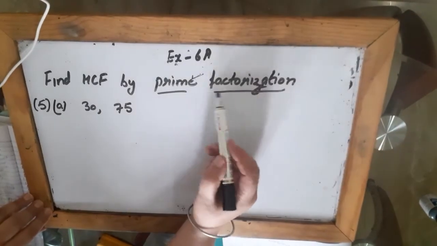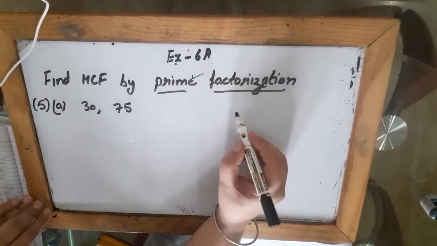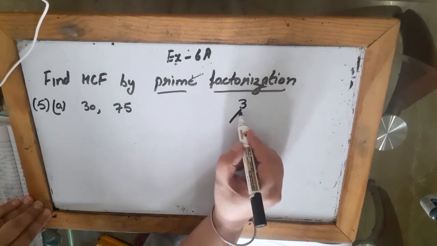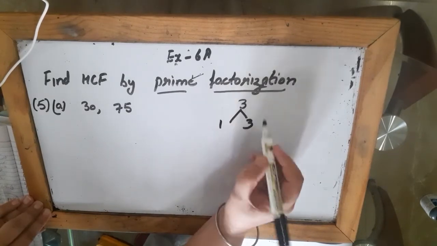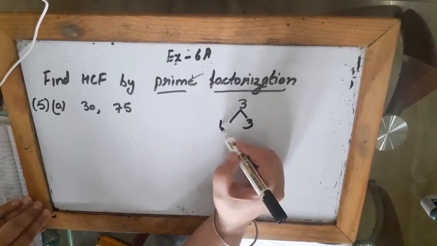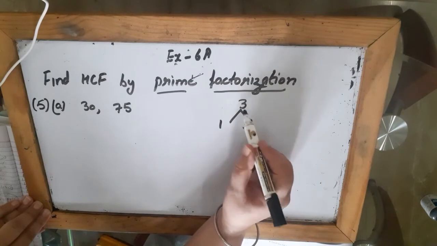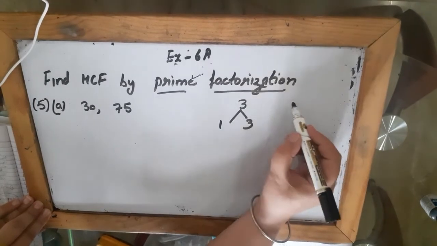So what do you mean by, first of all, prime numbers? The numbers which have only two factors, which are divisible by only 1 and itself. So the factors of 3 are 1 and 3 only. So this 3 is a prime number.